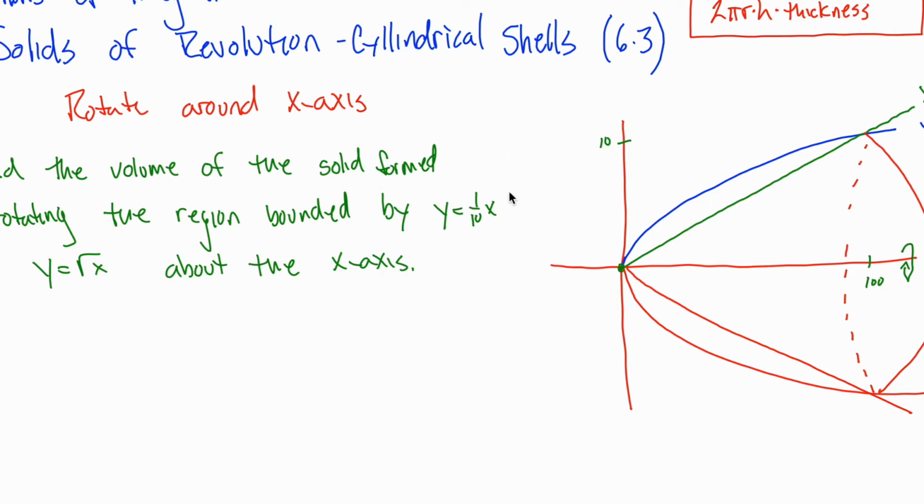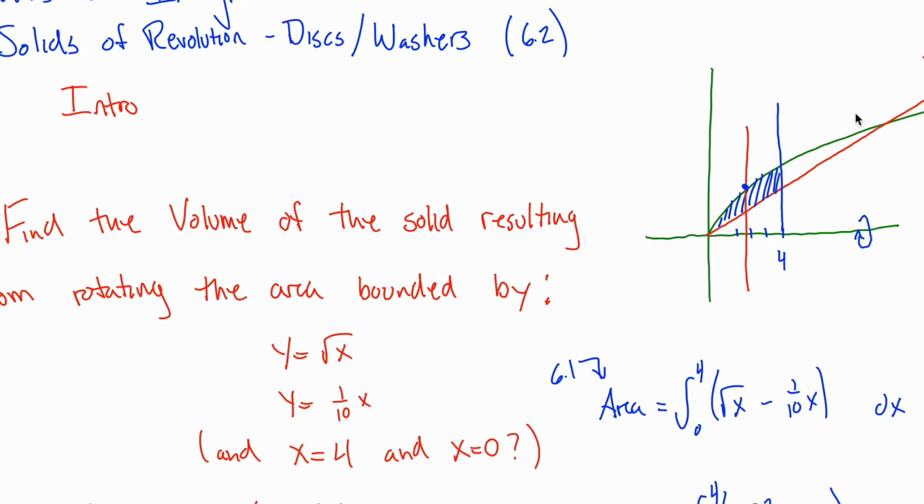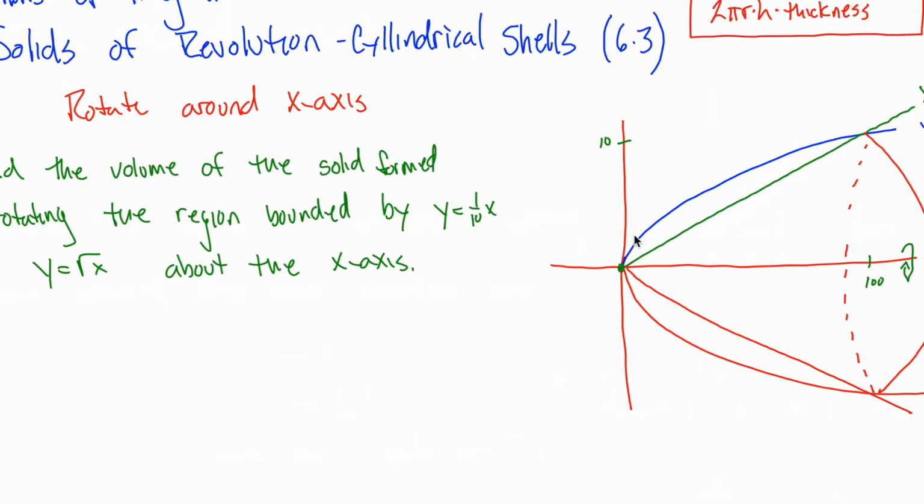The example that I chose to illustrate this is one we've seen before, where we start out with a region bounded by y equals the square root of x and y equals 1/10 x. We saw this back in 6.2 when we were dealing with washers and shells. The only difference is that back in 6.2, we cut it off at x equals 4. We just looked at this region right here. Whereas in this example, I'm not going to cut it off. I'm going to look at this entire region rotated around the x-axis.